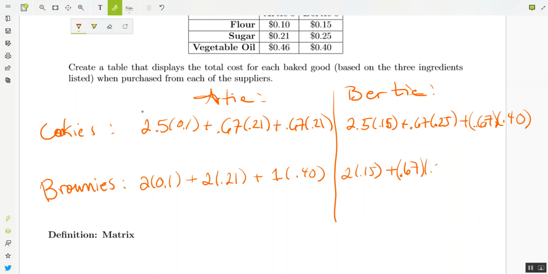times, how much do I need now? No, wait. I don't need 0.67. I need 2 because I'm making the brownies this time, not the cookies. Sorry about that. I should have made them all easier numbers, but that wouldn't be very realistic, would it? 40 cents. I've screwed up here. This is 46 cents at Artie's. Oops. Gotta make sure it's right, or else you do it wrong.